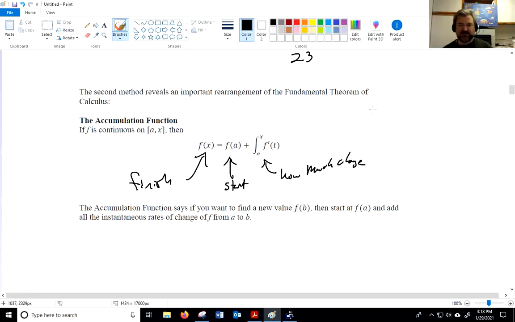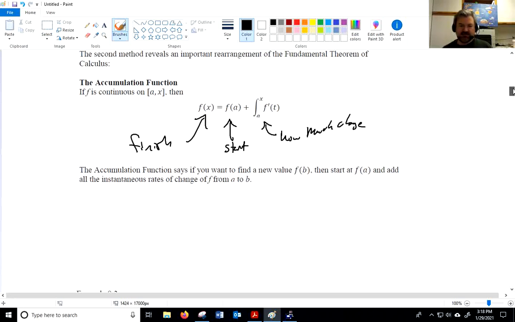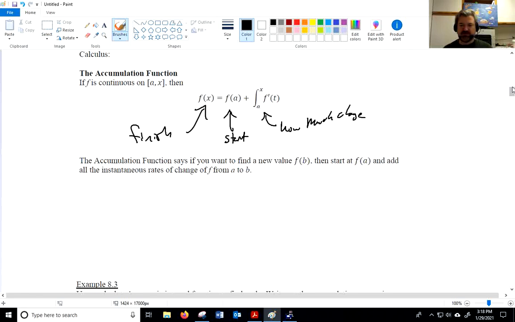I also like to think of pumping water into a barrel. The integral is telling you how much water was pumped in, but you have to add it to how much was already there to get the new total. The accumulation function says that if you want a new value at b, then start at f of a and add all the instantaneous rates of change of f from a to b.